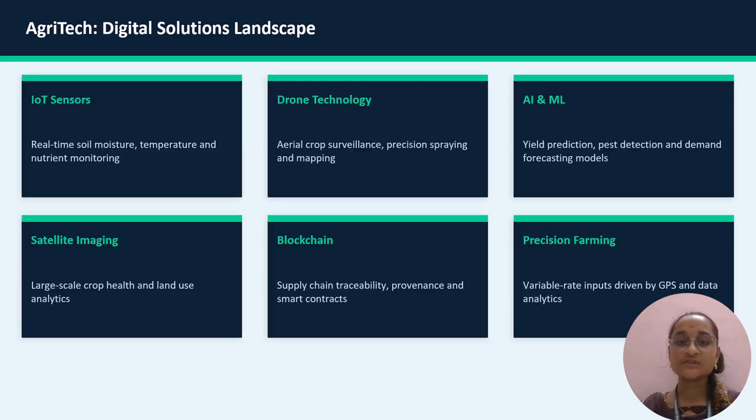Then the slide shows different digital technologies used in agriculture. IoT sensors monitor field conditions in real time, while drones and satellites help in crop surveillance. AI and machine learning are used for prediction and decision making. Blockchain improves supply chain transparency and precision farming ensures efficient use of resources.